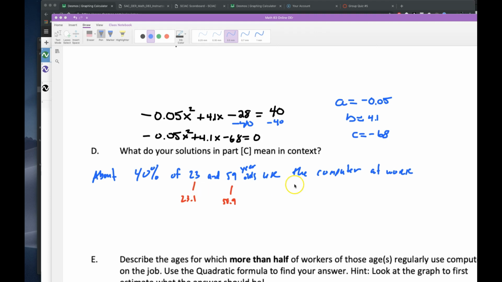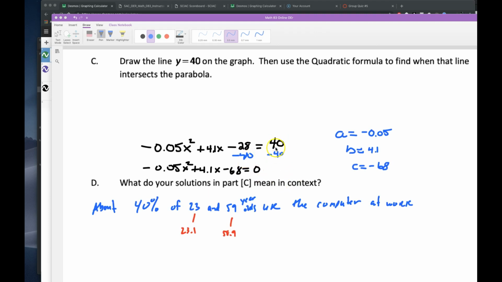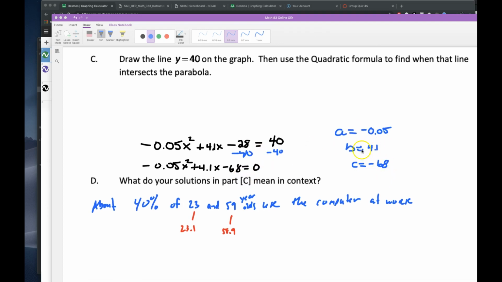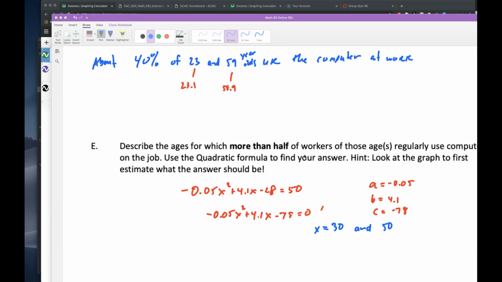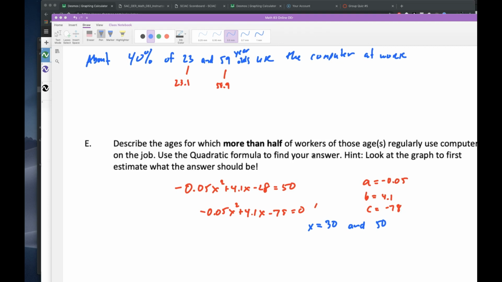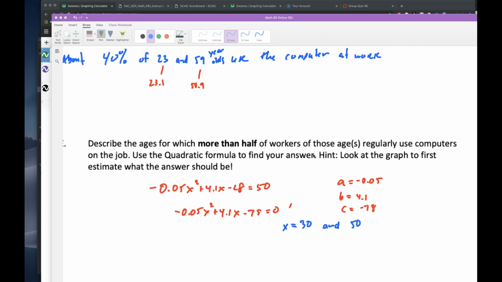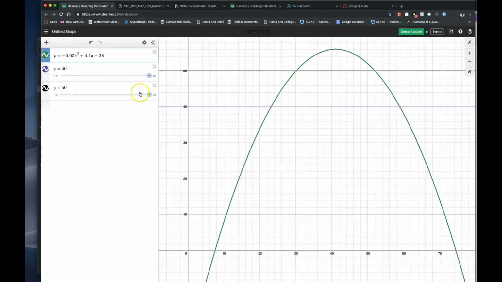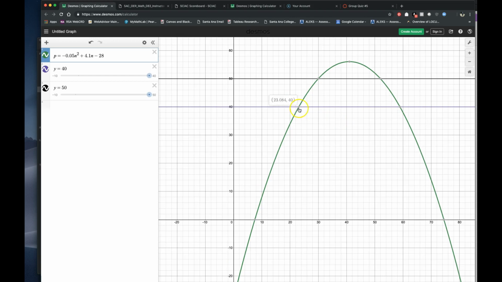We're talking about years, age. Notice again, to solve with the quadratic formula, if you set it equal to 0, you have your new A, B, and C. And then to answer this question over here, which ages, describe the ages for which more than half the workers use computers. So I'm setting that equal to 50, and you would end up solving. And again, looking at here, you could see I have the equation in, and again, I have 40 and 50, and then I can see I get those solutions using Desmos.